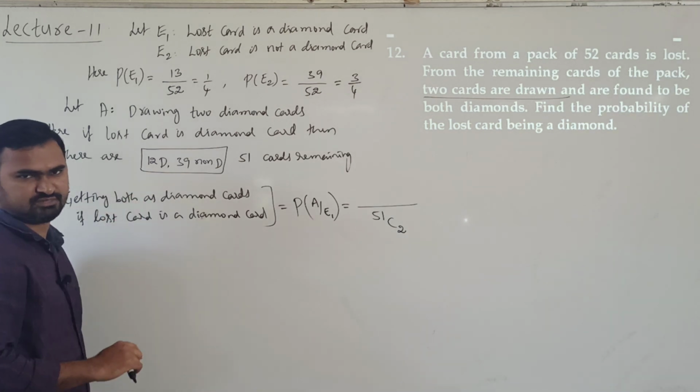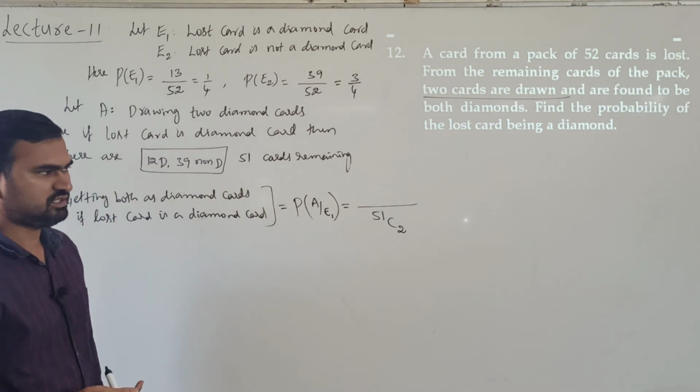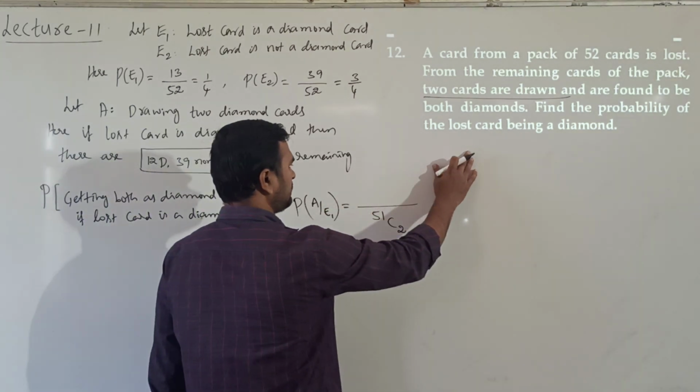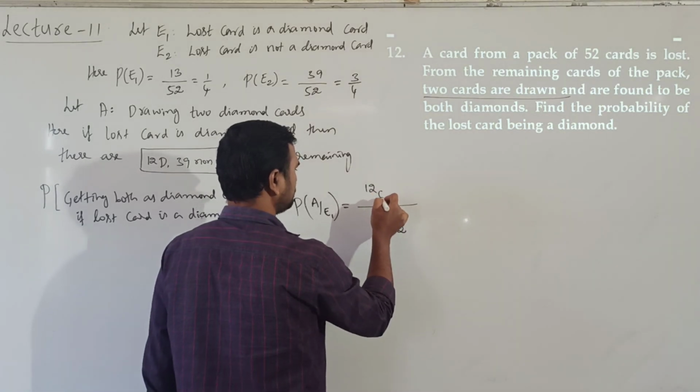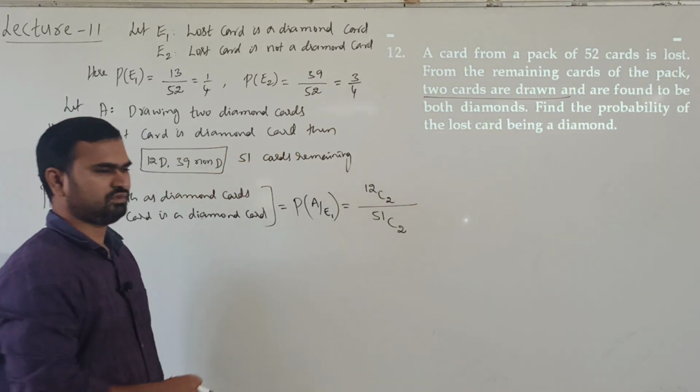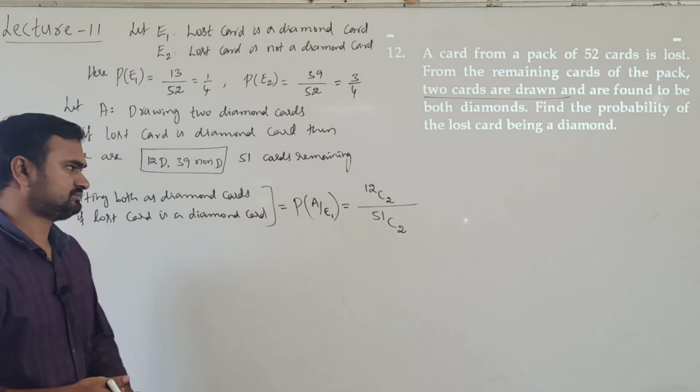Only 12 are diamonds because one diamond card is already lost. So remaining there are 12 diamond cards. In that we are selecting 2. So it is 12 C2 divided by 51 C2.